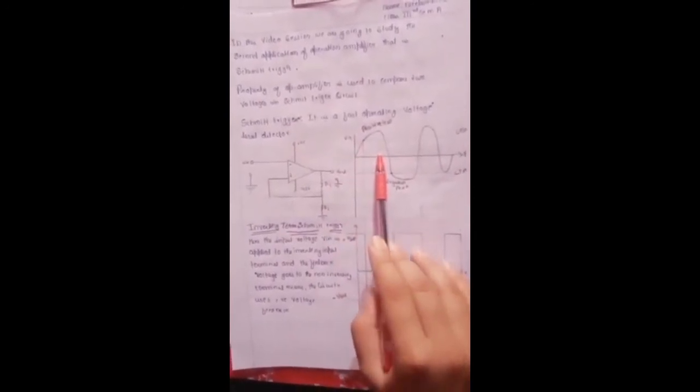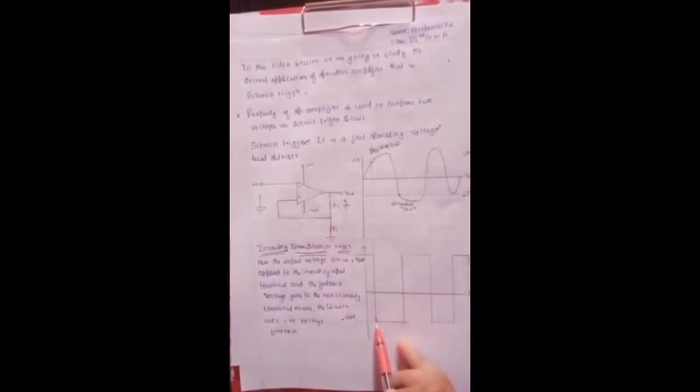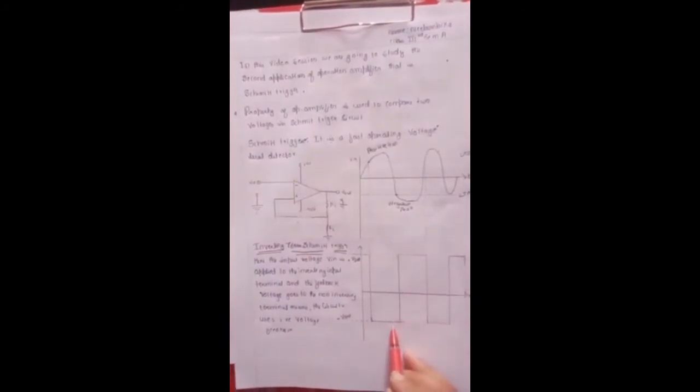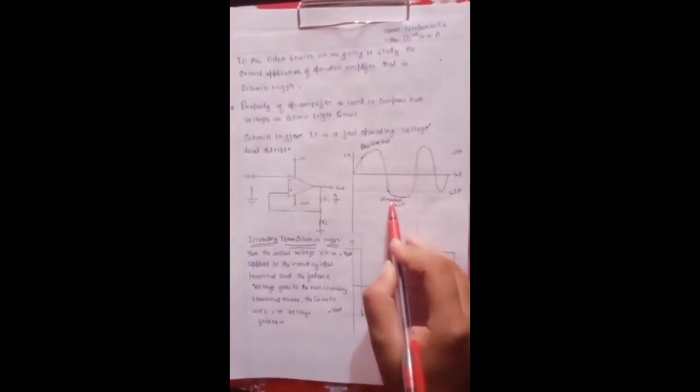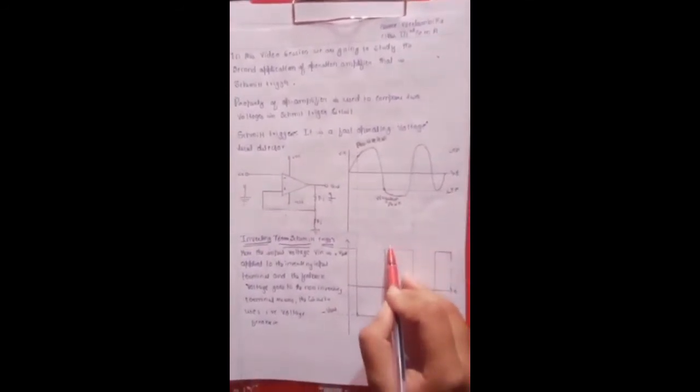When the input voltage crosses the positive peak, the output of the Schmitt trigger circuit will go to minus V saturation, and it will remain at minus V saturation until the input voltage crosses the negative value. Once it crosses the negative value, the output will go to positive V saturation.